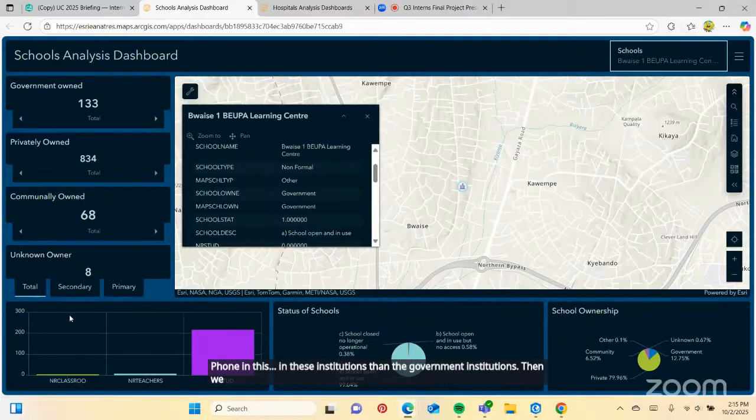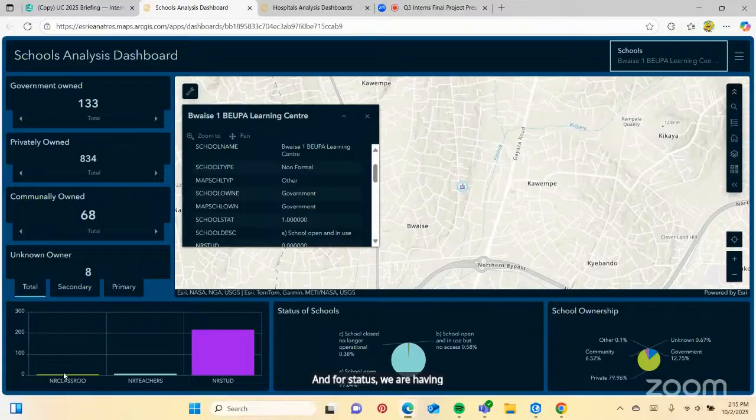Then I have a graph here showing the difference in the number of teachers, number of classrooms, and number of students in these schools in Uganda. For starters, we have the number of classrooms, which is at 4.8%. Then we have the number of teachers, which is at 8.5%. Then when we come to the number of students, it's way higher than the number of teachers and the number of classrooms. And from research, we realize that we need more teachers in these institutions so that all the students are catered for and all their needs are met. And from this dashboard, that's what we can do.